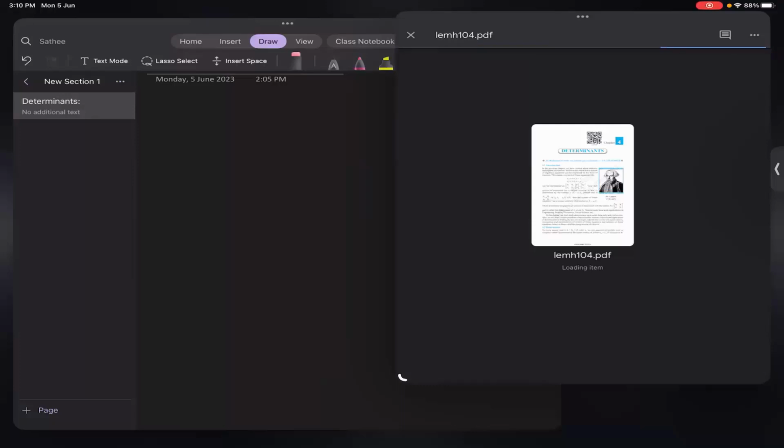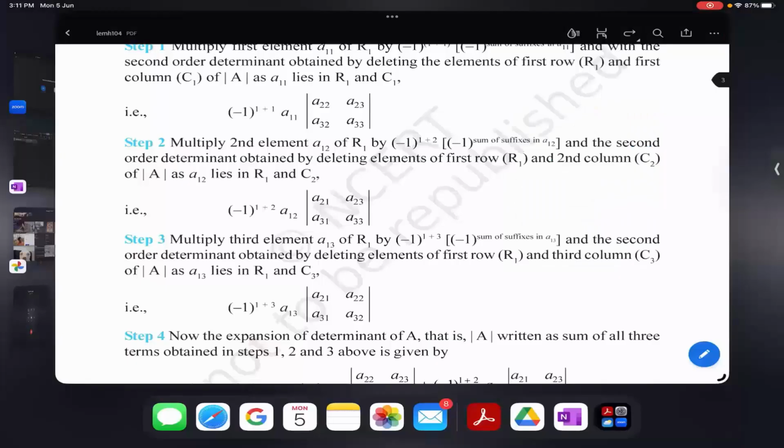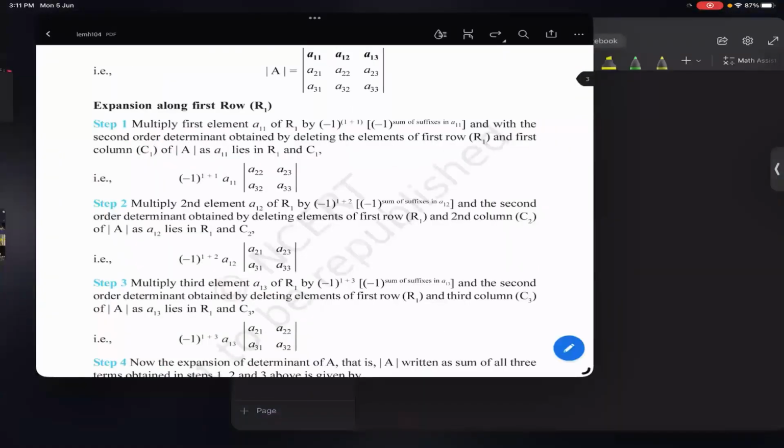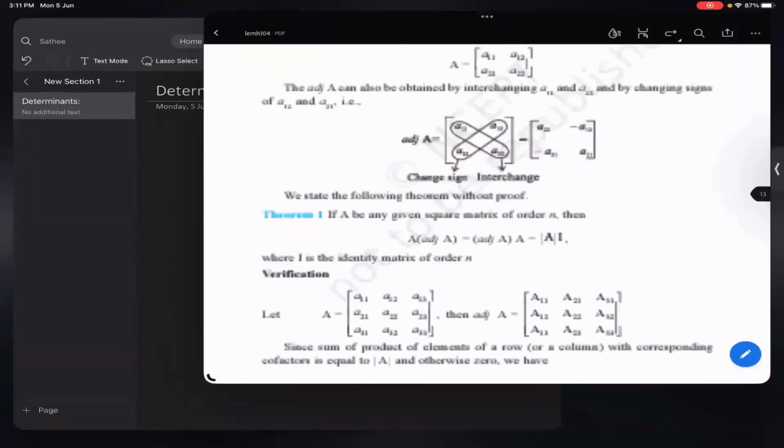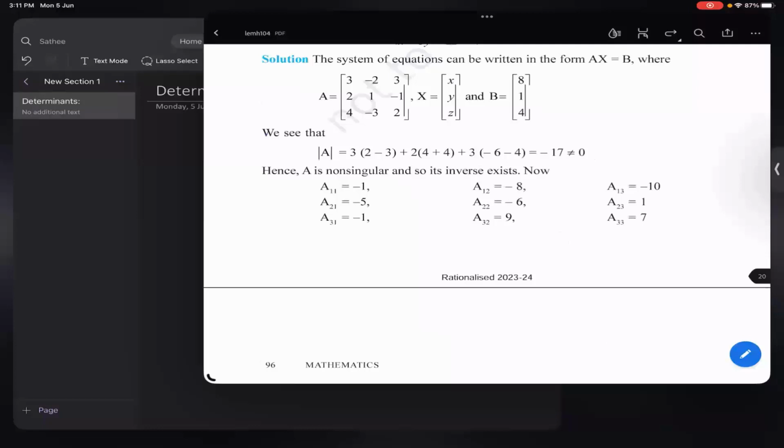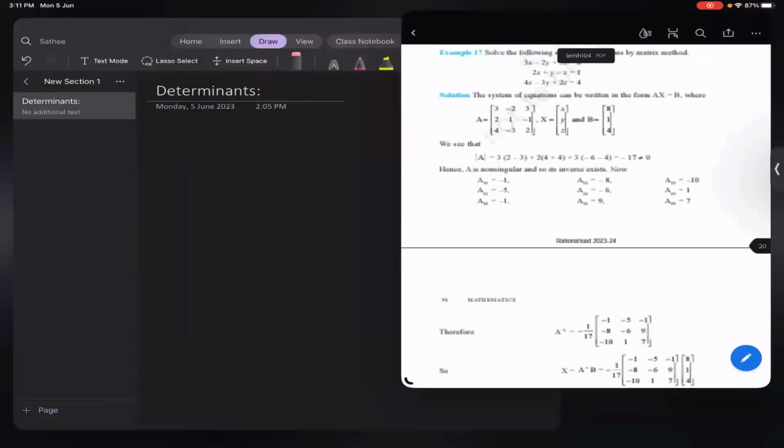I'll be continuing with the chapter of determinants that we left off in the last session. I think we had covered almost everything, and we were on the topic of linear equations in the form of matrices, trying to solve those questions. We had also checked the condition for the existence of the solution.